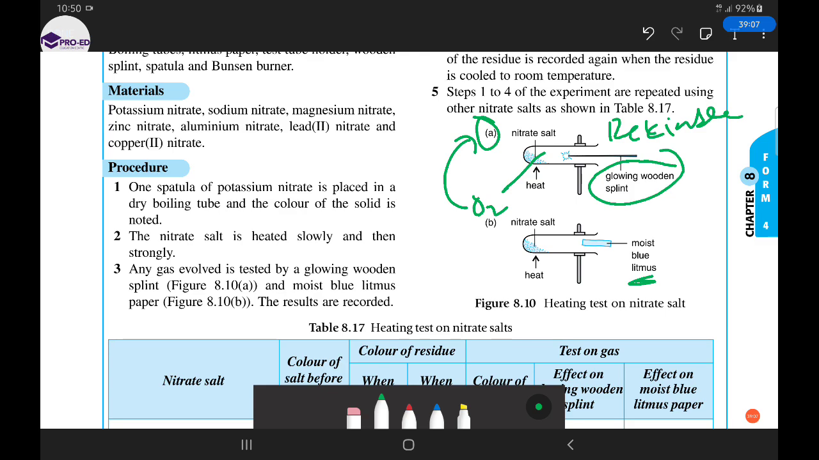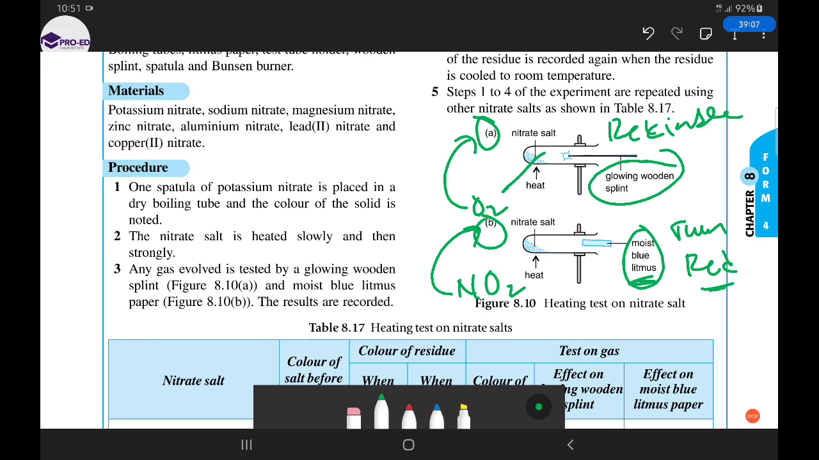So here, basically for diagram B, we are testing for the presence of nitrogen dioxide. Okay, and we're using a moist blue litmus paper. So this should turn red. That's what should happen, due to the acidic nature of nitrogen dioxide gas. Okay, so that's it, right?